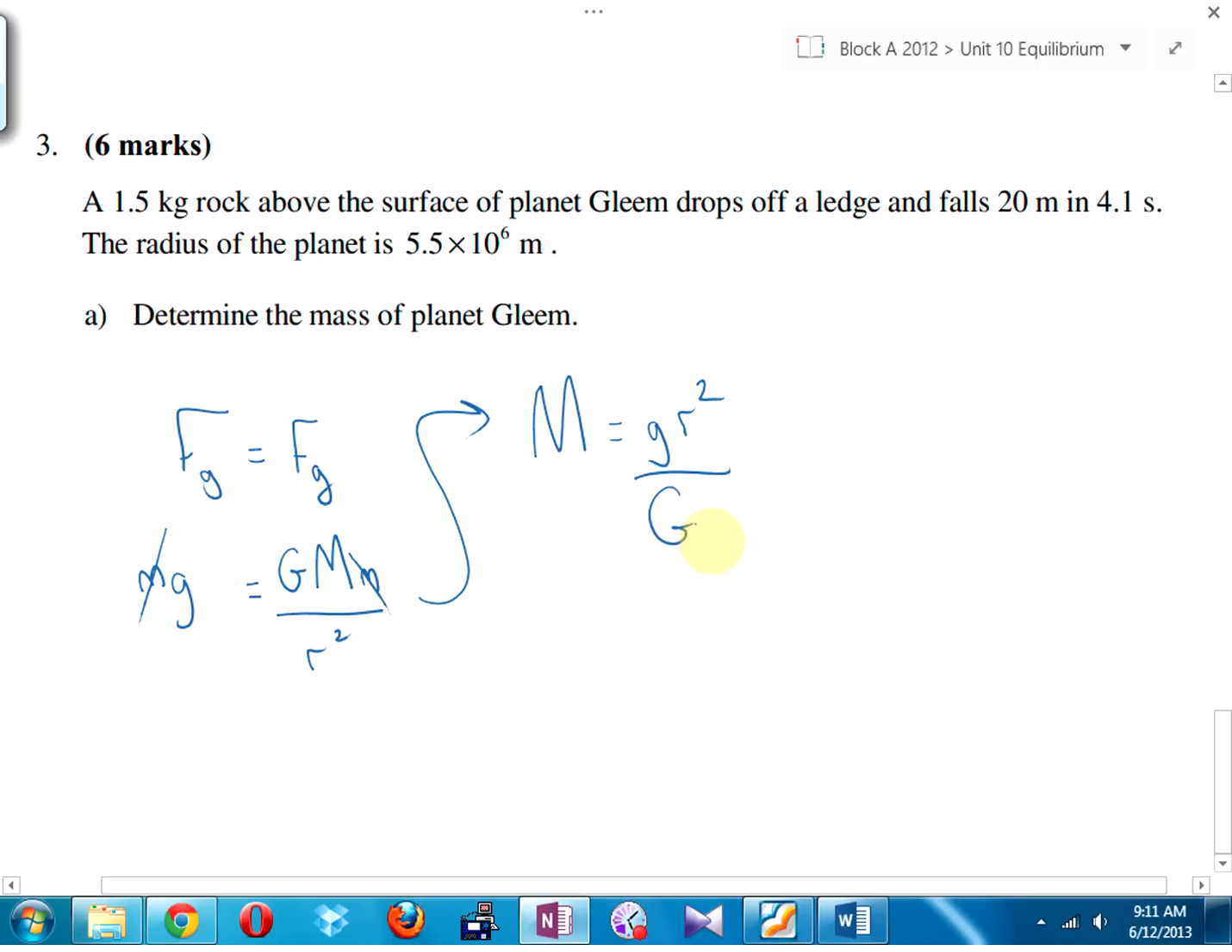6.67 times... Do I know the radius of the planet? Do I know big G? It's 6.67. It's universal. Do I know little g? Not yet. What is little g? We gave it a name. We called it something.